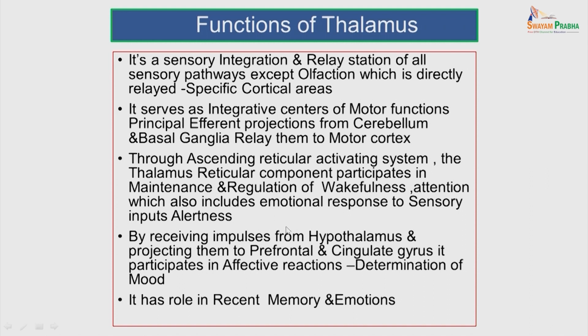By receiving the impulses from the hypothalamus and projecting to the prefrontal and cingulate gyrus, it participates in the determination of the mood and the personality of the person. Then it also has a role in the recent memory and emotional behavior of the person.